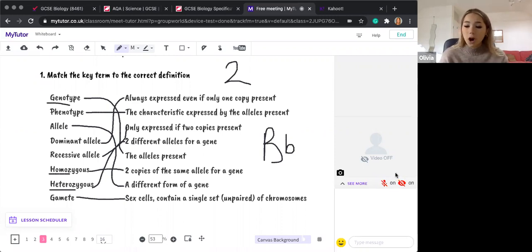Recessive is always a lowercase letter, but it could be a different letter. So we normally choose the letter based on the characteristic. If we're talking about cystic fibrosis, we'd normally use the letter C to represent cystic fibrosis, but it doesn't really matter which letter you use. So capital B would mean a dominant allele.